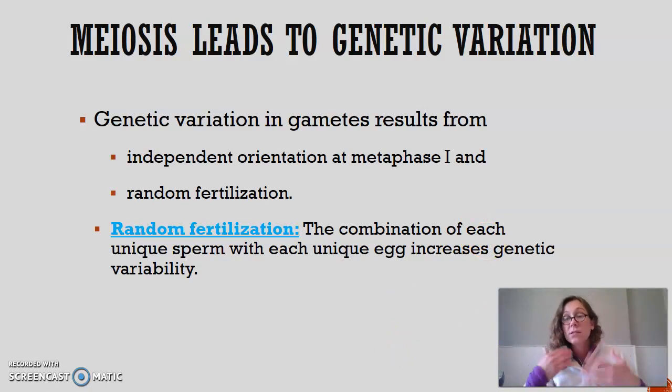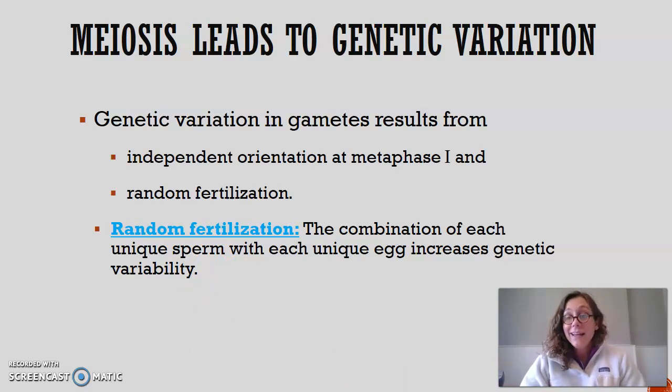So this process occurs over and over again to produce all your egg cells or all your sperm cells. And every time that occurs, your chromosomes might line up in different locations. And so when they get pulled apart, they might end up in different areas. So they don't line up in the same order every time. And then random fertilization is another way that we get genetic variation.